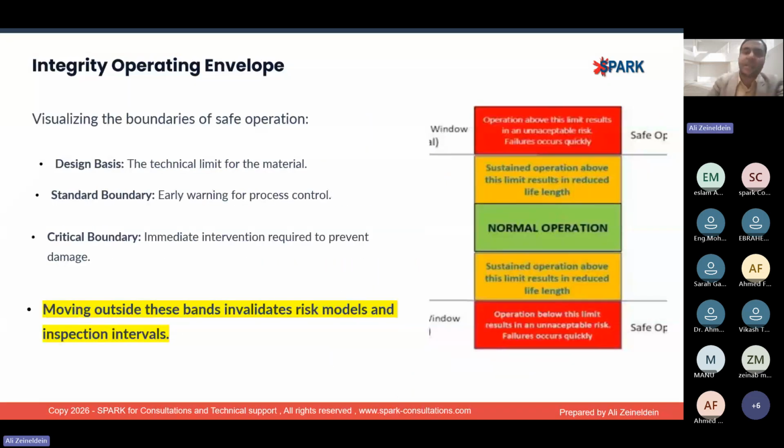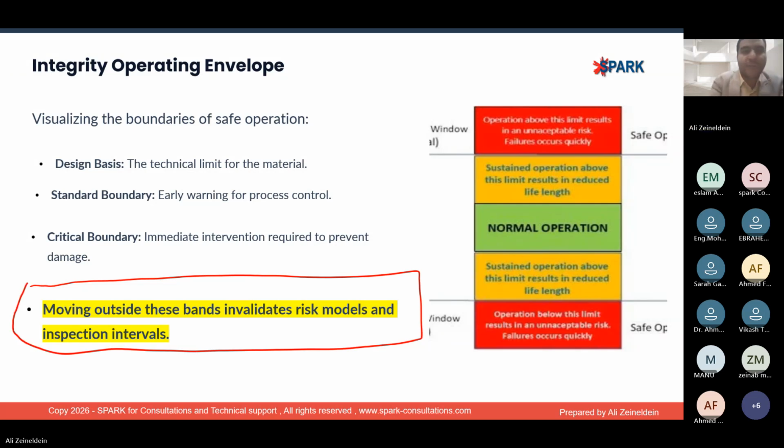So as we explained in the previous slide, let us agree that moving outside this band or these limits will directly affect the equipment, and the risk model became clear. This is for the integrity operating window, and we should talk in detail about the integrity operating window.